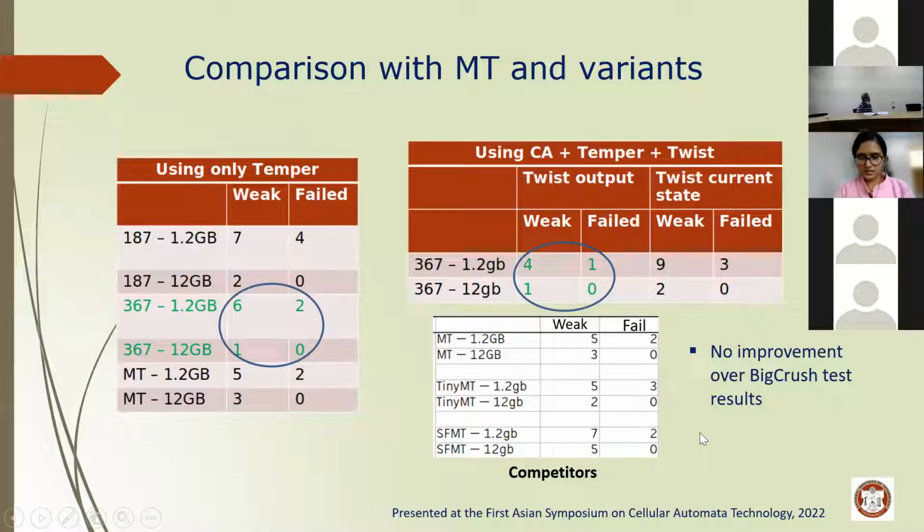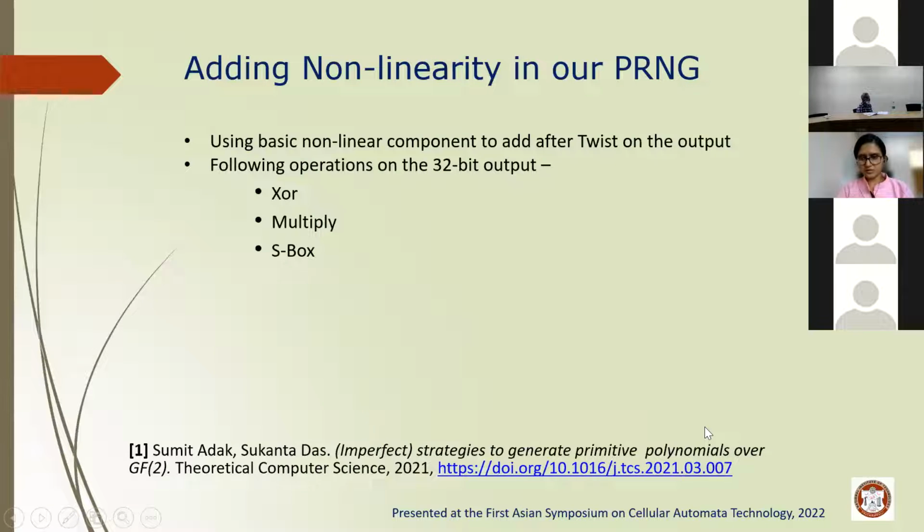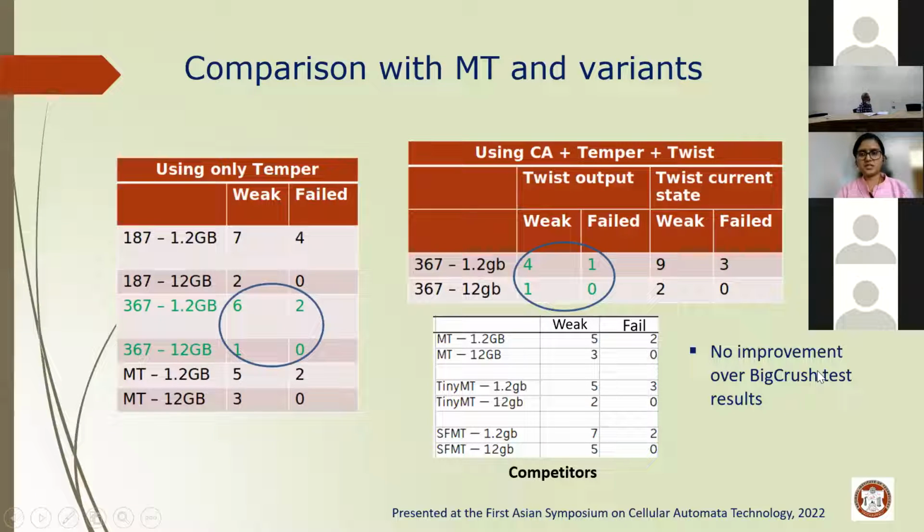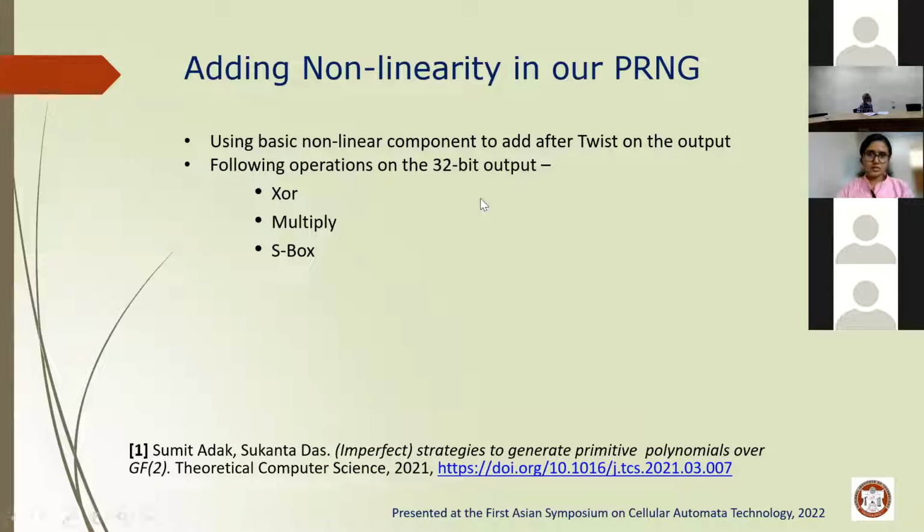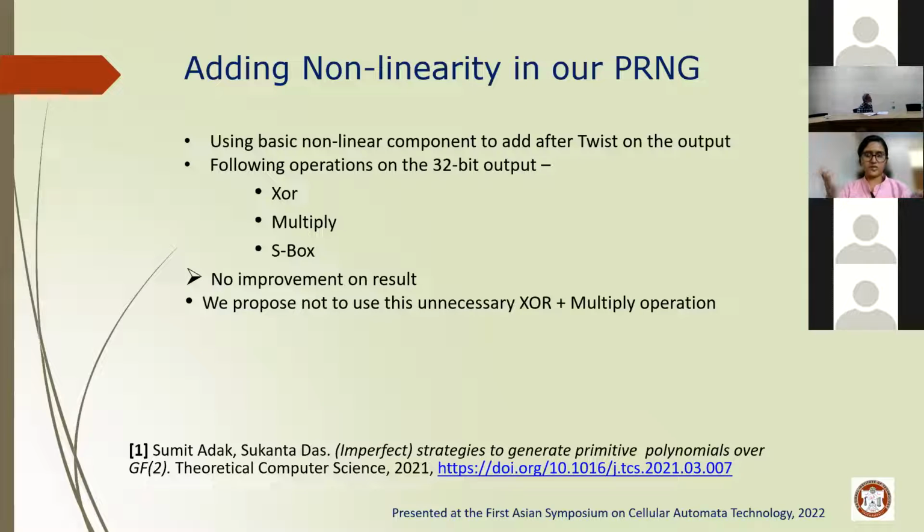But if we consider the BigCrush test, there is no improvement. It is failing the same tests it was failing before. Now we add the nonlinear component, which is XOR, multiply, or S-Box, but there is no improvement in the result. By this time our PRNG itself is becoming very heavy. It is not fast because the nonlinear component is taking much time.